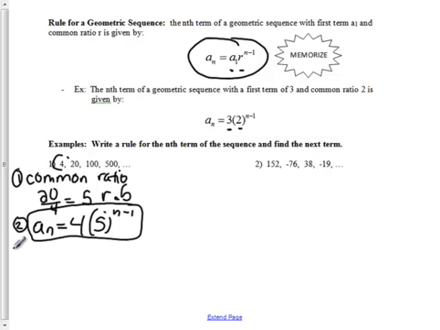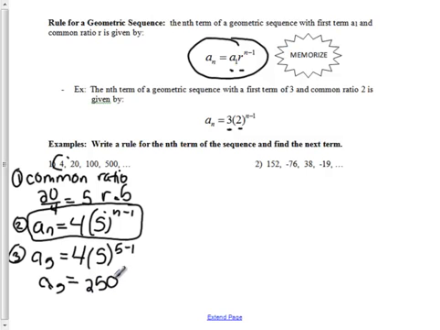Then it says to give you the next term. We found the first 1, 2, 3, 4, so now we're going to find a sub 5. All we do is keep our formula, and wherever we see an n, we plug in that 5. So when we simplify, this is 4 times 5 to the 4th. Multiply that all together. Plug it in your calculators. I don't think you can do it all in your head. It's a little tricky. So a sub 5 equals 2,500. This would be the next term in our sequence.